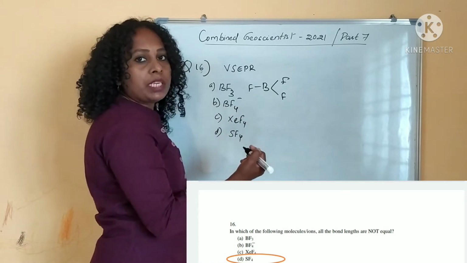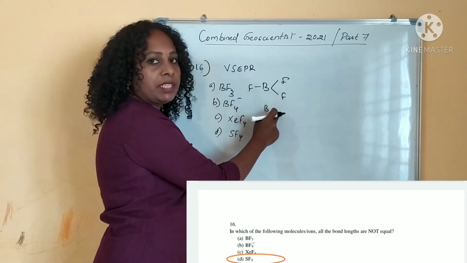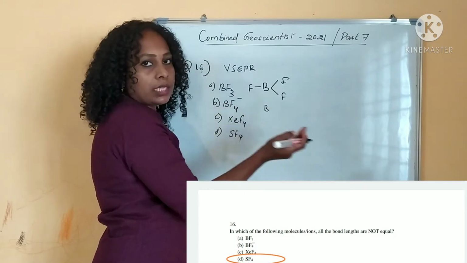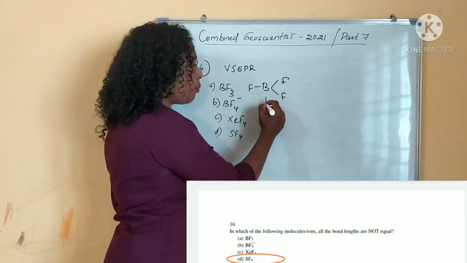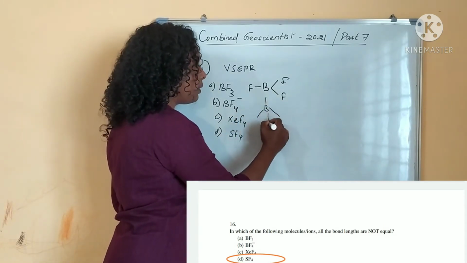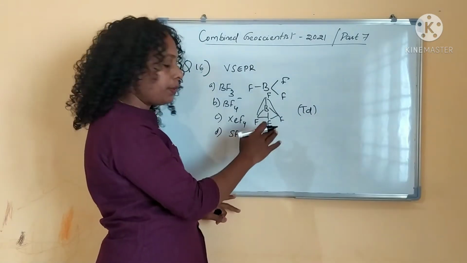And BF4 minus, what is the shape of BF4 minus? B minus, right? Boron is having 3 electrons. Now it has 1 minus charge, so it is having 4 bonds. 4 bond pair alone present. The structure will be tetrahedral, right? Tetrahedral shape means all the bond lengths will be equal.